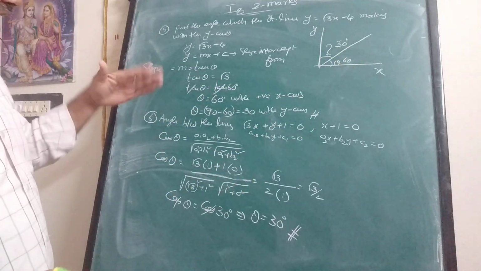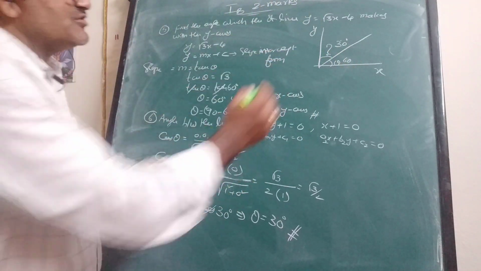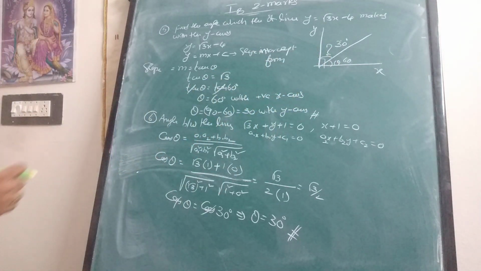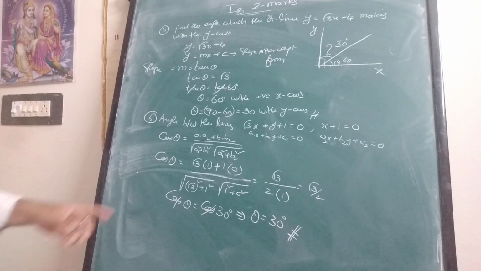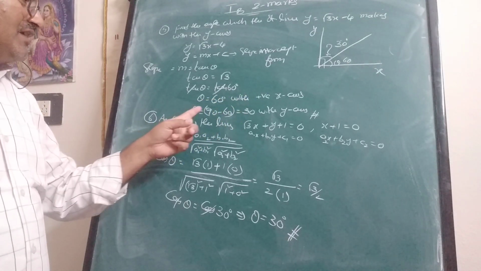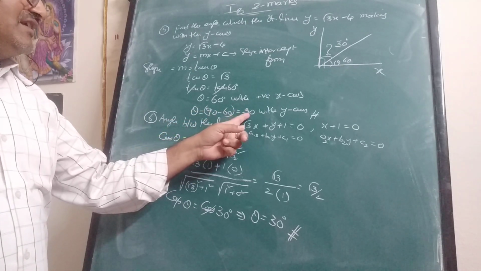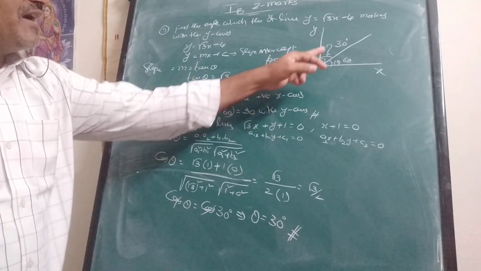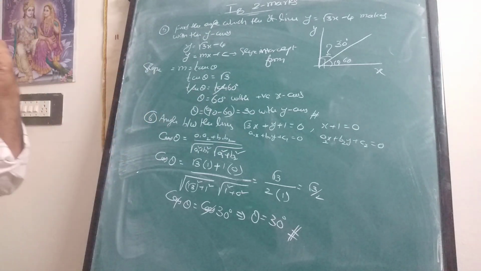And what is the angle of the y-axis? This is totally, we know that 90. So theta is equal to 90 minus 60 is equal to 30 degrees with the y-axis. So that is completed now.